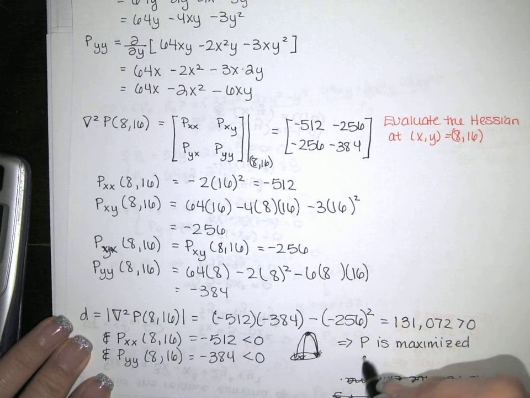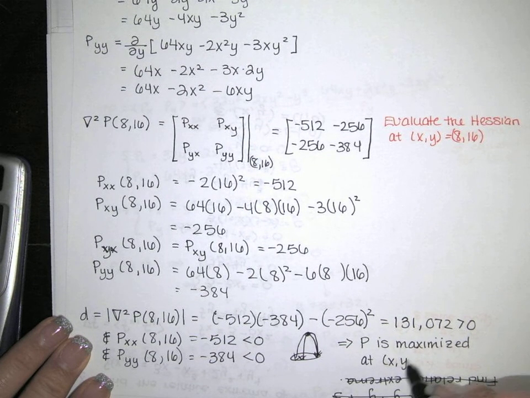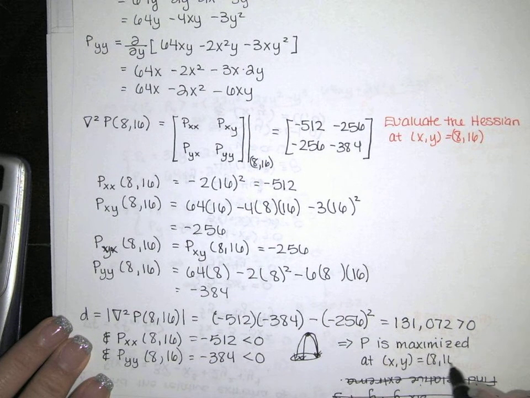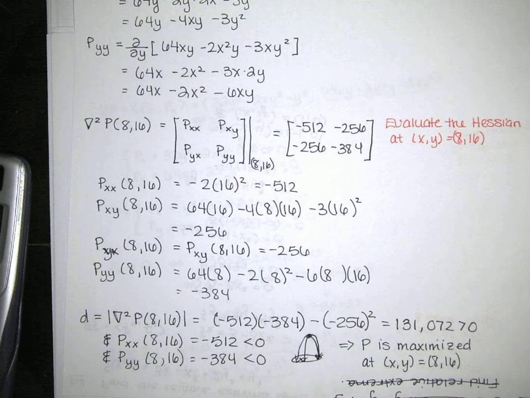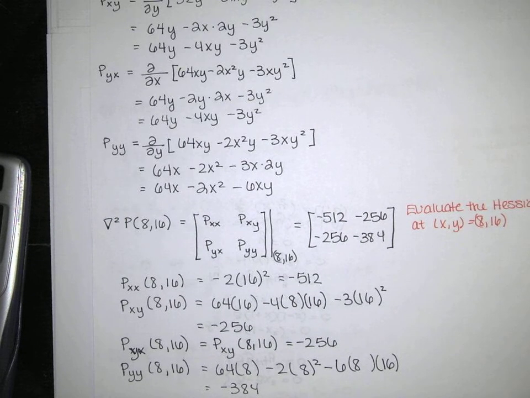At x equals 8, y equals 16. Now we have to make sure that the z value that goes with x equals 8, y equals 16 is positive as well to make sure that we're actually answering the question. And remember what they asked us. Make sure you always go back and check that question.